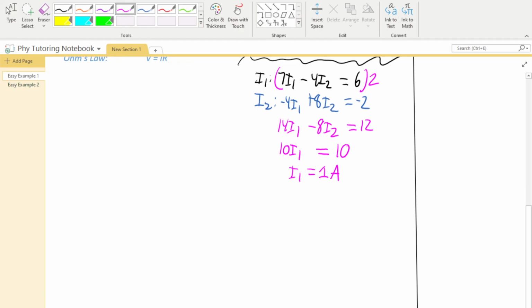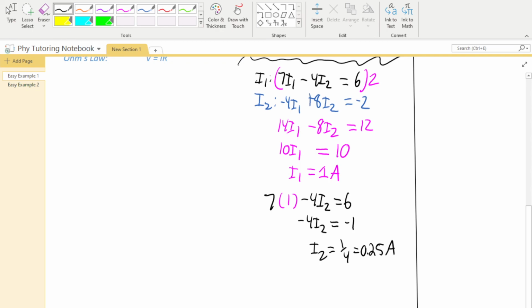Now I can just plug this into either my I1 or I2 equation. It really doesn't matter. I guess I'll plug it into the first one just because. This is going to be 7 times 1 minus 4I2 is going to be equal to 6, right? And this is going to be negative 4I2. 6 minus 7 is going to be negative 1. I2 is going to be equal to 1/4, which is going to be equal to 0.25 amps.